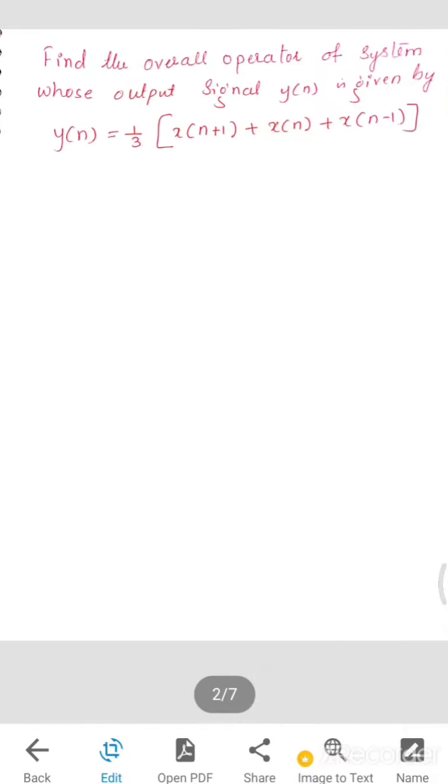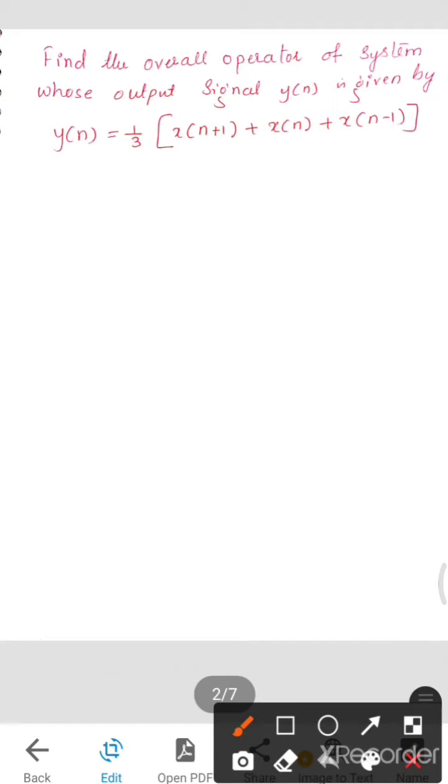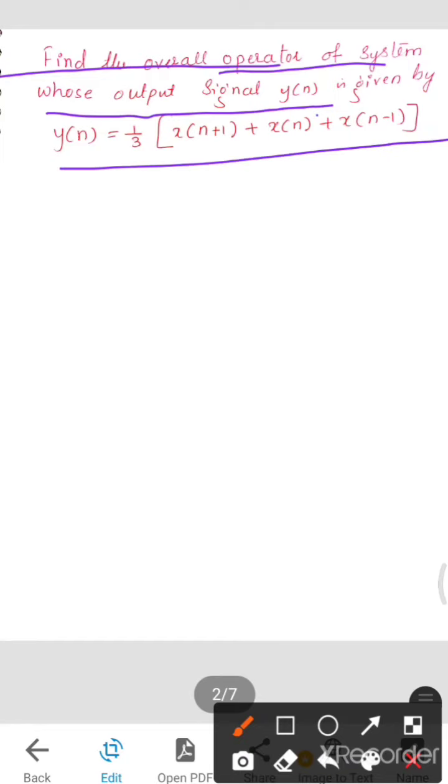Okay, so let's see an example for this. They have asked us to find the overall operator of the system whose output signal is y of n, which is given by this: y of n equals 1 by 3 times x of n plus 1 plus x of n plus x of n minus 1. So how to calculate this?